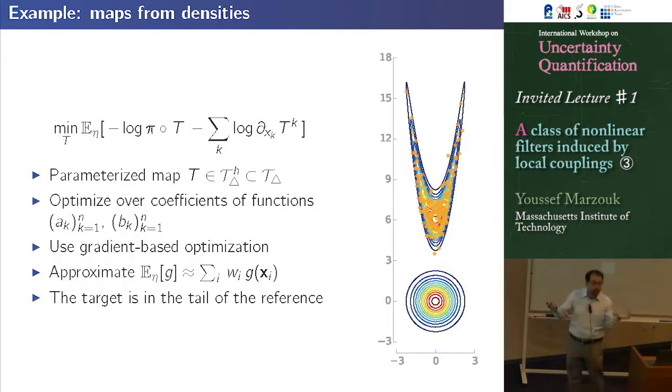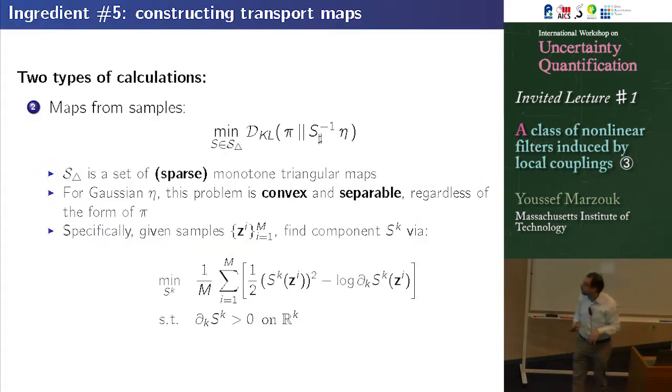The other thing that we're going to have to do, because remember, I'm trying to do this in the context of I only have samples from the forecast, is construct a map from samples. And to do that, suppose I now have samples from pi, and I want to construct a map. I'm going to solve a slightly different KL divergence minimization problem. Notice that here I've flipped things around, so now pi is on the left.